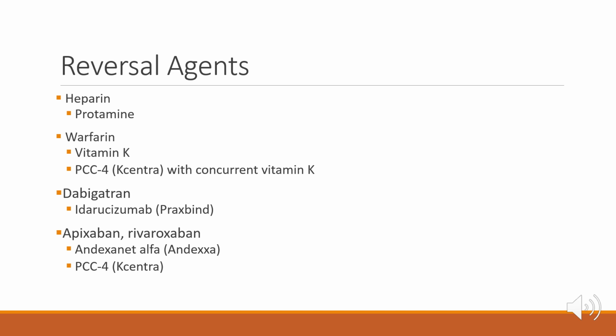But now we have Andexxa, which directly binds to these medications specifically and stops their activity. It doesn't stop the medication that's already bound to the factor Xa in the blood, but it does stop further bleeding from occurring. It's extremely expensive and somewhat restricted at this time, but you will see it be used in cases of severe bleeding. Now, for all of these medications, patients can also receive transfusions to get blood back if they're bleeding as well.